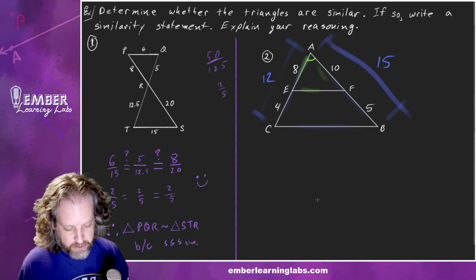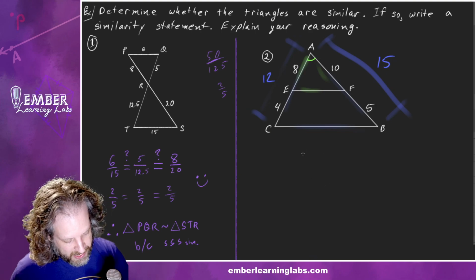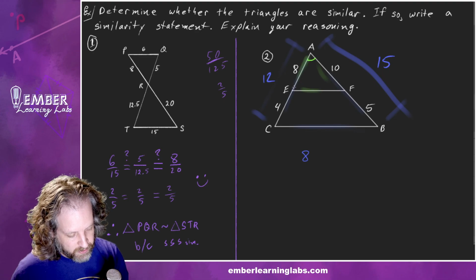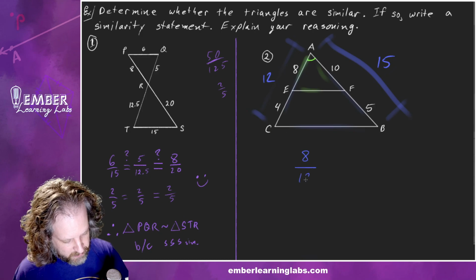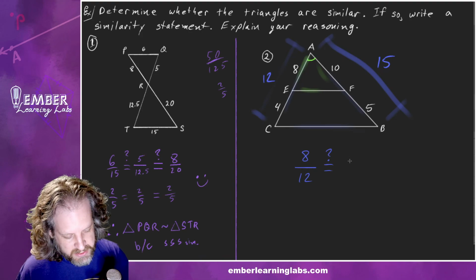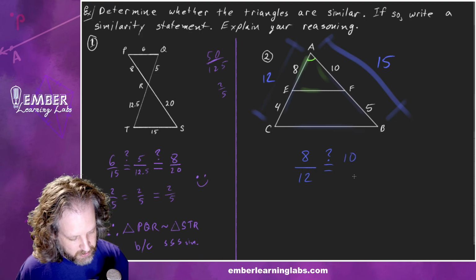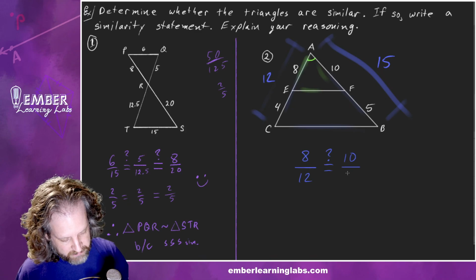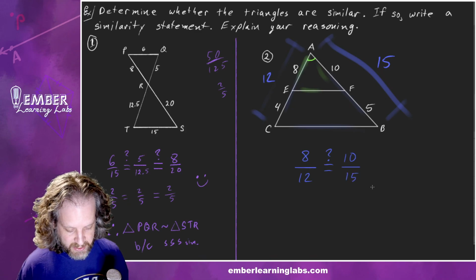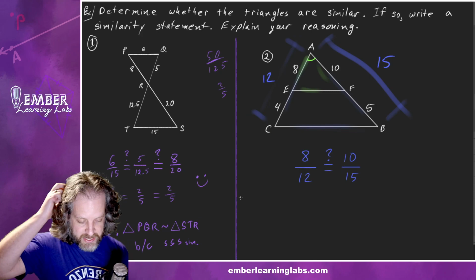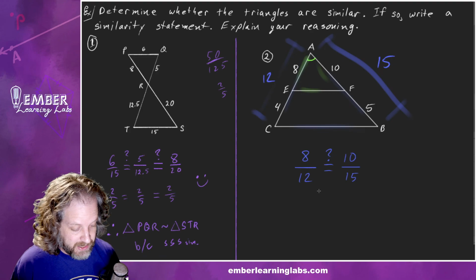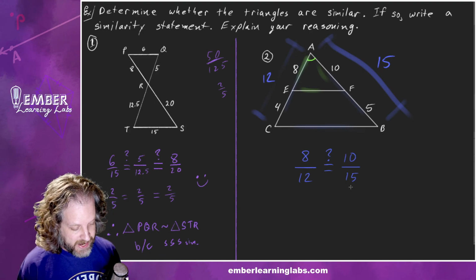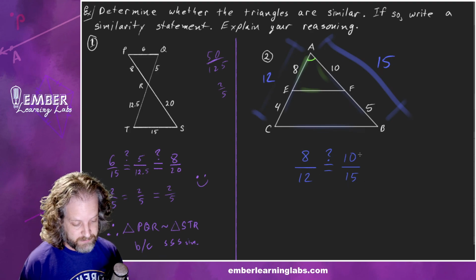So let's check the proportions, see if they work. So 8, that's the side of the little one, to the side of the big one that corresponds. So 8 to 12. Does that equal 10? That's the side of the little one to the side of the big one, so 10 to 15. Now, just for grins and giggles, I showed a couple different ways to check it. There's actually one more way to check this. We could also, just like solving a proportion, cross multiply, and so 8 times 15 and 12 times 10.